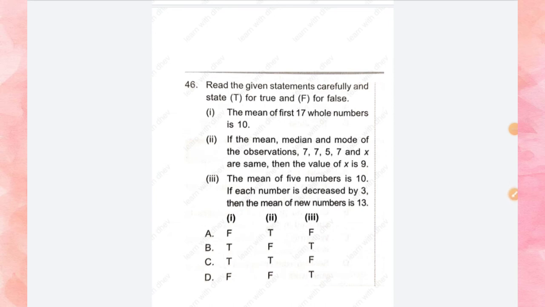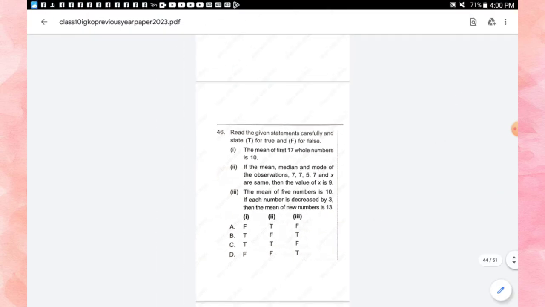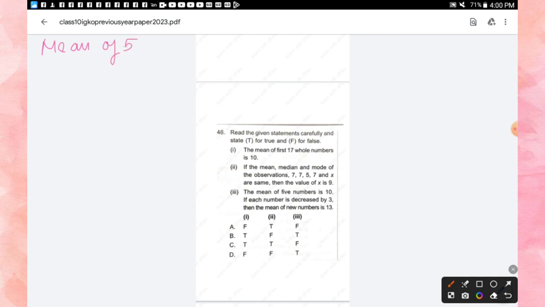The third statement is, the mean of 5 numbers is 10. If each number is decreased by 3, then the mean of the new numbers is 13. So the mean of 5 numbers is 10. Then what is the sum of all the 5 numbers? It's simple, 10 into 5 is equal to 50, right? So this is the sum of all the 5 numbers.